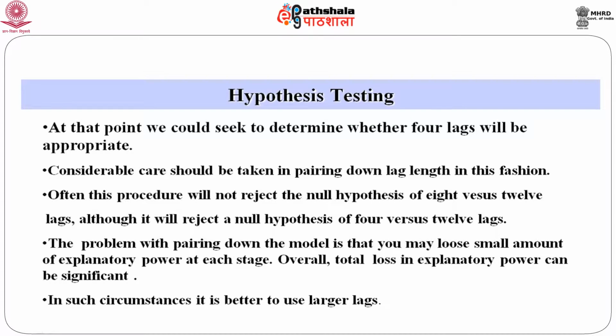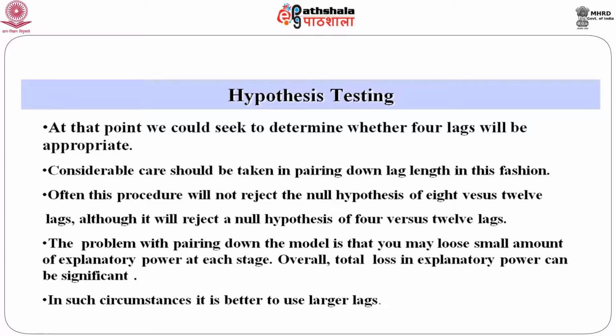In the earlier class, we had discussed the procedure of testing the hypothesis of 12 lags against the lag of 8. Now, at this point, we could also seek to determine whether 4 lags will be appropriate. In this context, I must mention that one should take sufficient care in paring down the lag length in this fashion. This is because this procedure will often not reject the null hypothesis of 8 versus 12 lags, although it will reject the null hypothesis of 4 versus 12 lags.